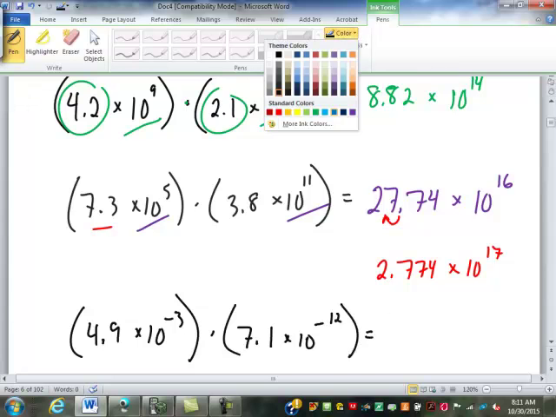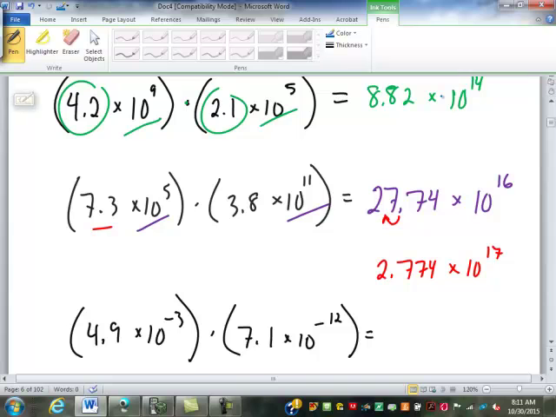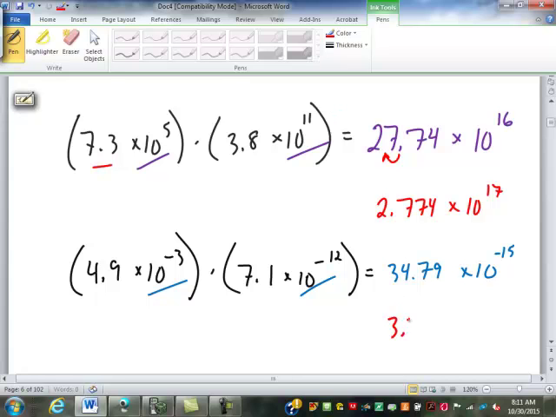So here, 4.9 times 7.1. 34.79 times 10 to the negative 3 times 10 to the negative 12. Well, what's negative 3 plus negative 12? Negative 15, right? But we got to move that decimal point. 3.479 times 10 to the plus 1 is negative 14.